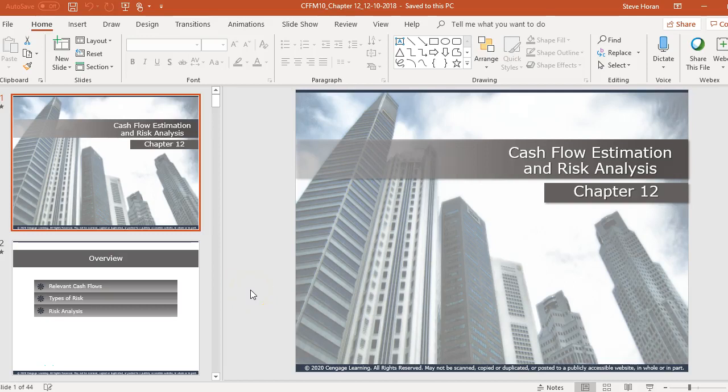Let's take a look at Chapter 12. Chapter 12 is about estimating cash flow and estimating risk. So in previous chapters, we've talked about capital budgeting in Chapter 11, and they just gave us the numbers for cash flows in that chapter.